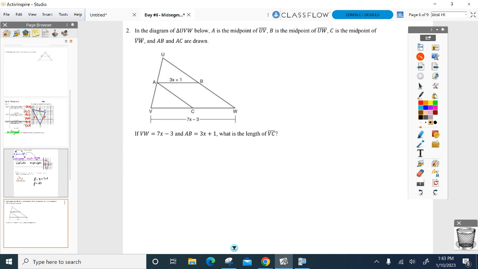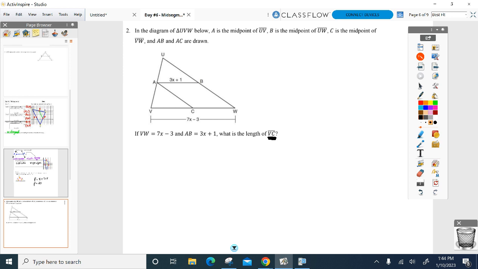A is a midpoint, B is a midpoint. Do you notice in this problem, is the word mid-segment even mentioned? No. That's on you to know, oh wait, if A and B are midpoints, AB is a mid-segment. If C and A are midpoints, AC is a mid-segment. That's on you guys now. Not every problem is going to mention the word mid-segment. And we need to find VC at the end.